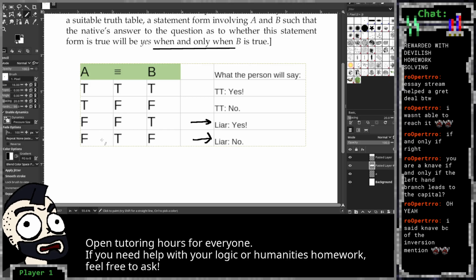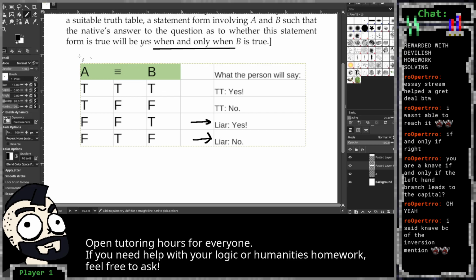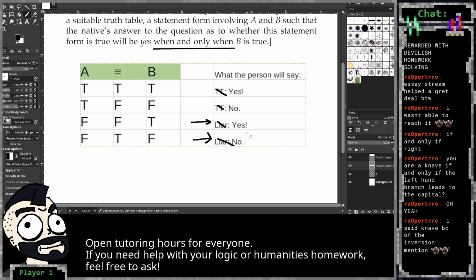Are you a knight if and only if the road is to the left and the road is not to the left? Then both sides will be false, and they have to say the opposite. So they will say no. So if we ask this, then we don't know the identity of the person saying it, but they both will say the same thing. And they will both tell yes when the road is to the left, and they will both say no when the road is to the right.